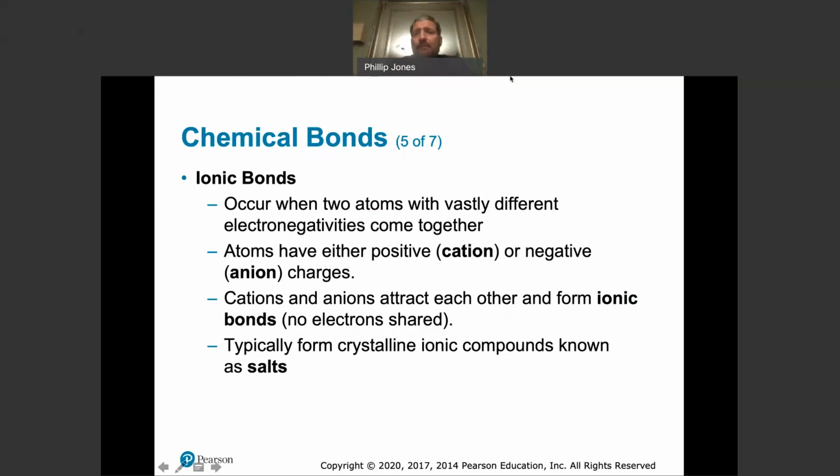Ionic bonds occur when two atoms with vastly different electronegativities come together. All right, so we're always going to have a positive and negative. They come together, and these are always going to form a salt. So you're going to think of salt as just sodium chloride, could be potassium chloride, but anything that is positive and negative that comes together generally is a salt.